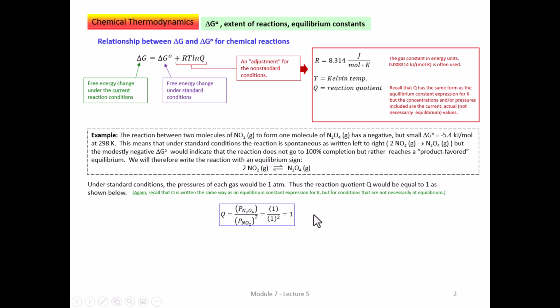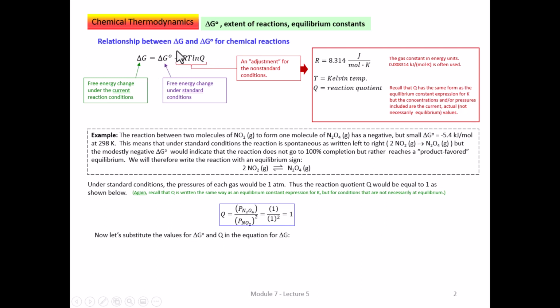Again, remember that Q is written in the same way as an equilibrium constant expression for K, but for conditions that are not necessarily at equilibrium. So let's substitute the values for the standard free energy change and Q into this equation up here.